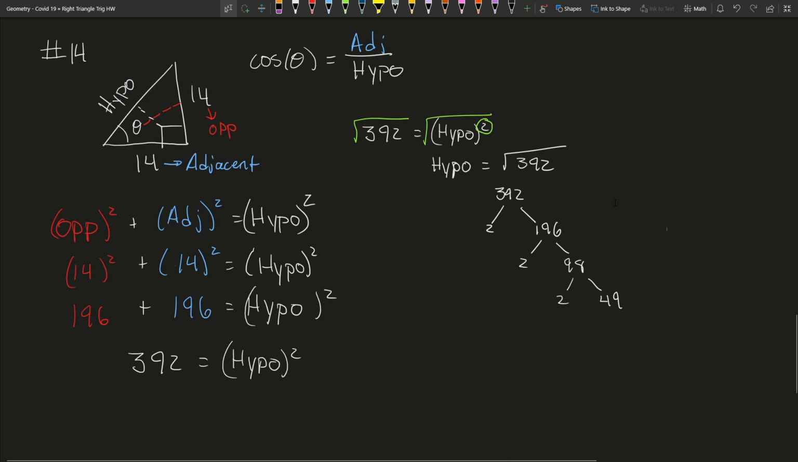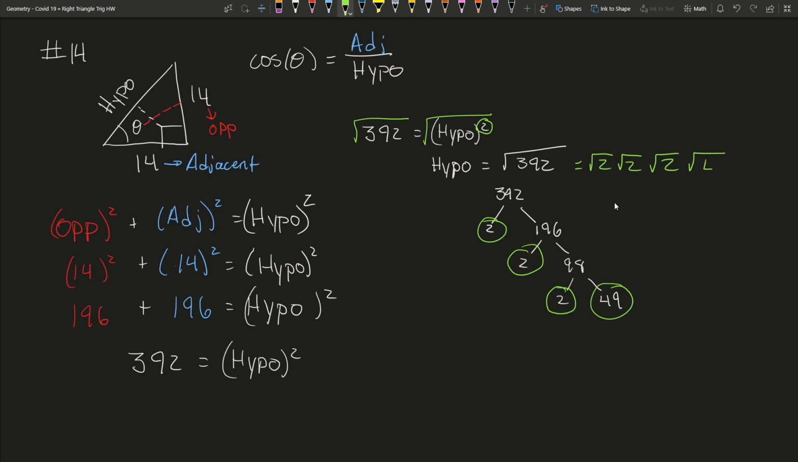All right, so the square root of 392, we can rewrite as the square root of 2 times the square root of 2 times the square root of 2 times the square root of 49. And you can keep going with 49, but I know that 49 is a perfect square. So we can rewrite the square root of 392 as this.